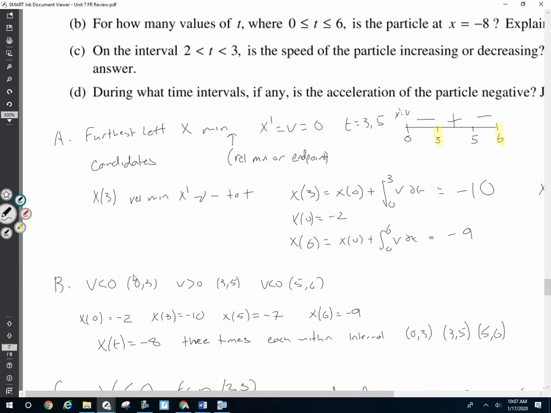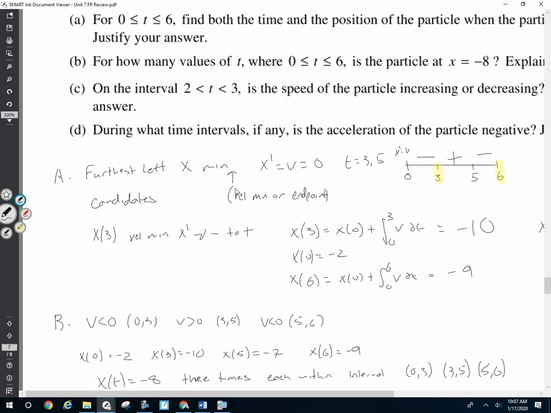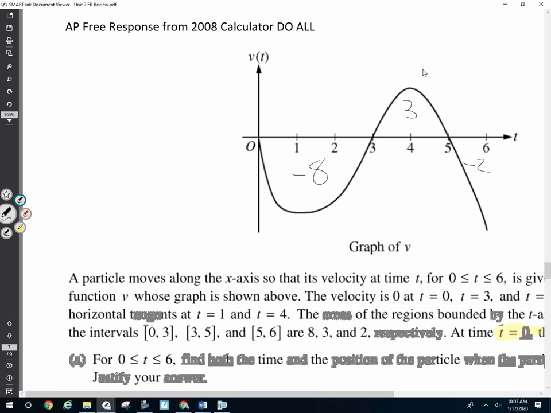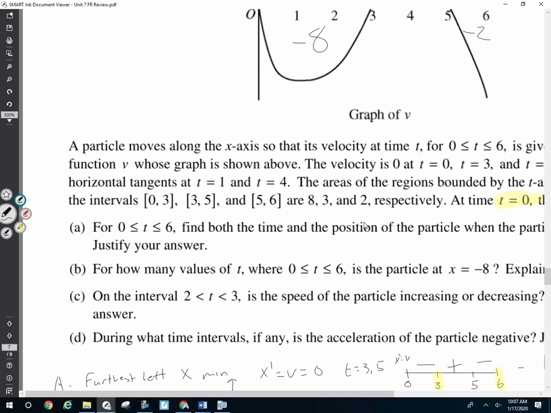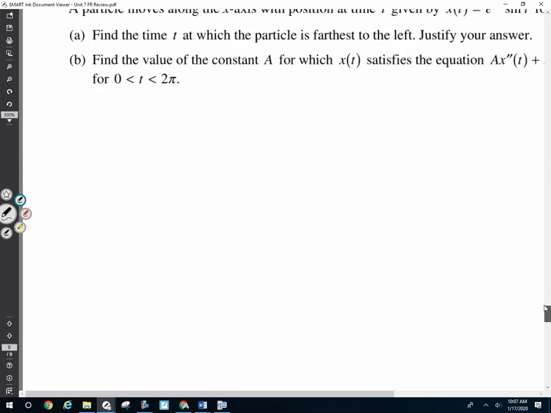Part D, during which time intervals is the acceleration negative? V prime, which equals A, is negative from 0 to 1 and from 4 to 6. All right, this will be part 1 of the video. Part 2 will be the last 2 problems.